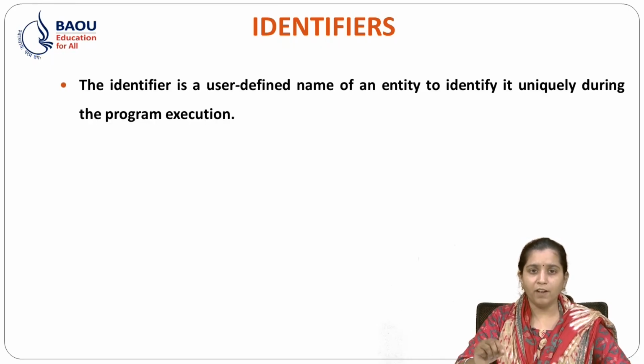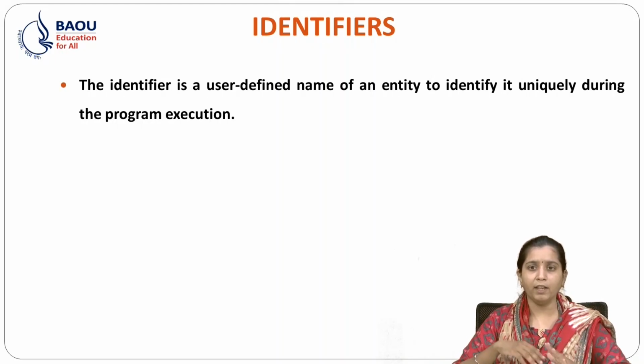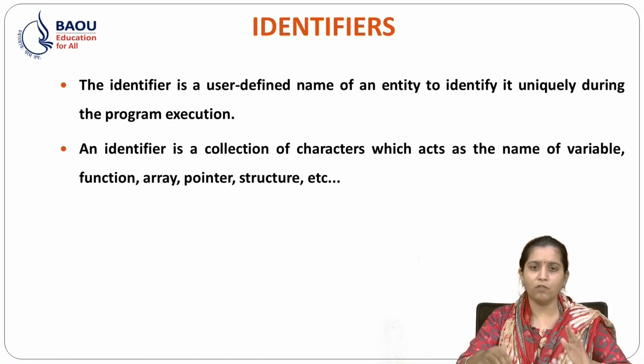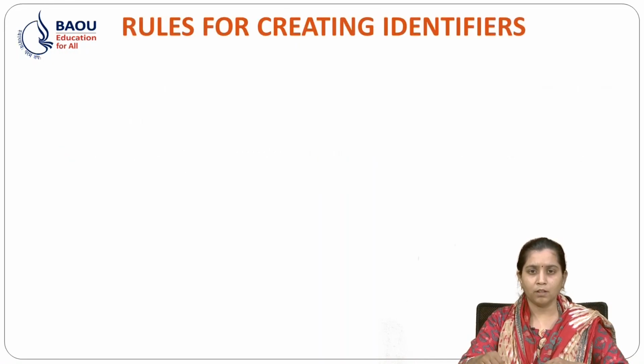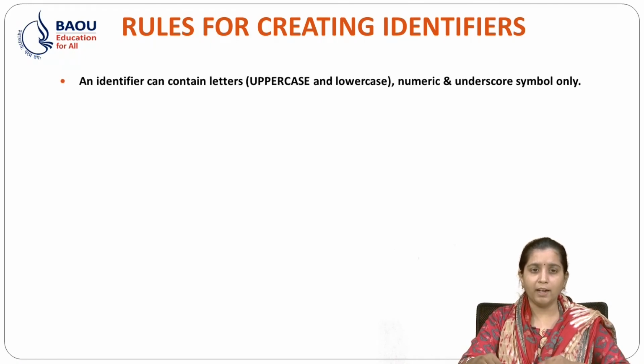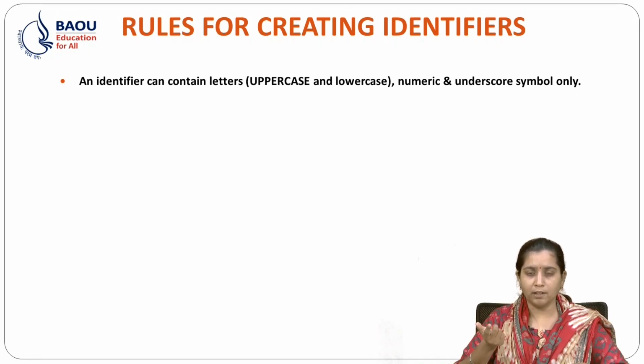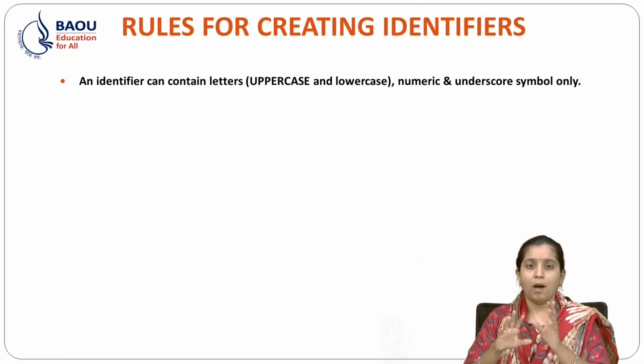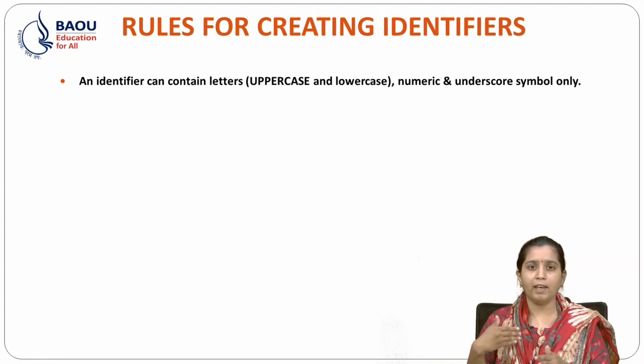Identifiers. The identifier is a user defined name of an entity to identify it uniquely during the program execution. An identifier is a collection of characters which acts as the name of the variable, function, array, pointer, structure, etc. Rules for creating identifiers. An identifier can contain uppercase letters, lowercase letters, numeric and underscore symbol only. So, apart from variable, if I want to declare my type of variable in C++, then we will use identifier. It carries uppercase letter, lowercase letter, numeric value from 0 to 9 and underscore symbol only.